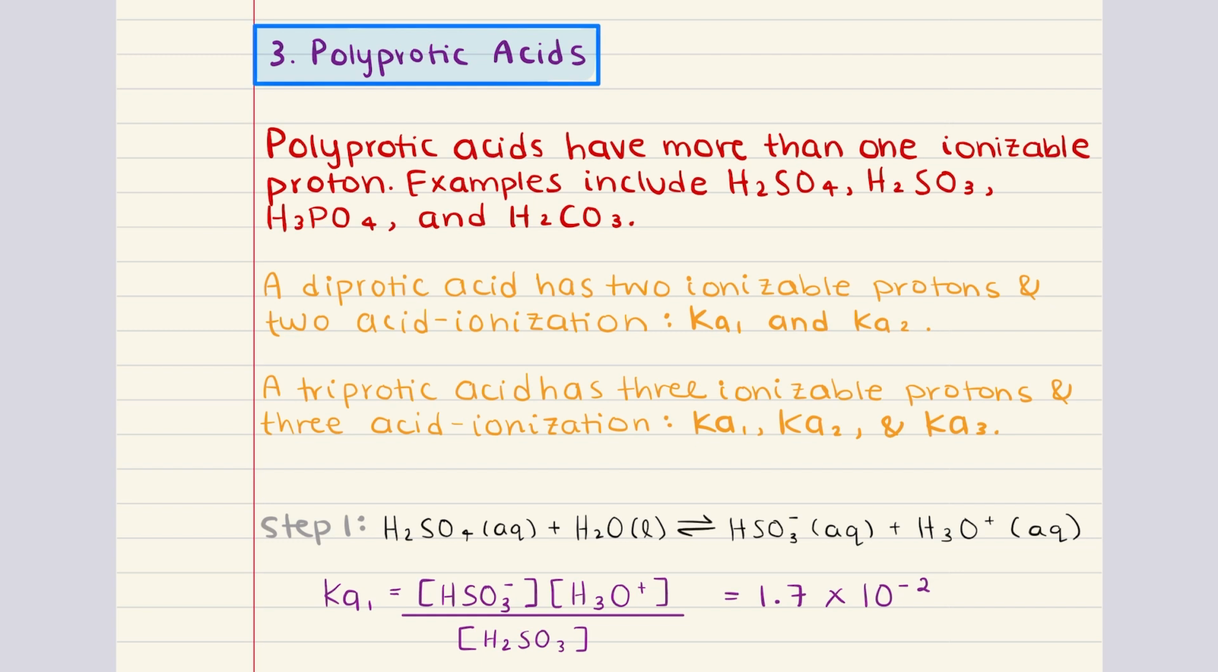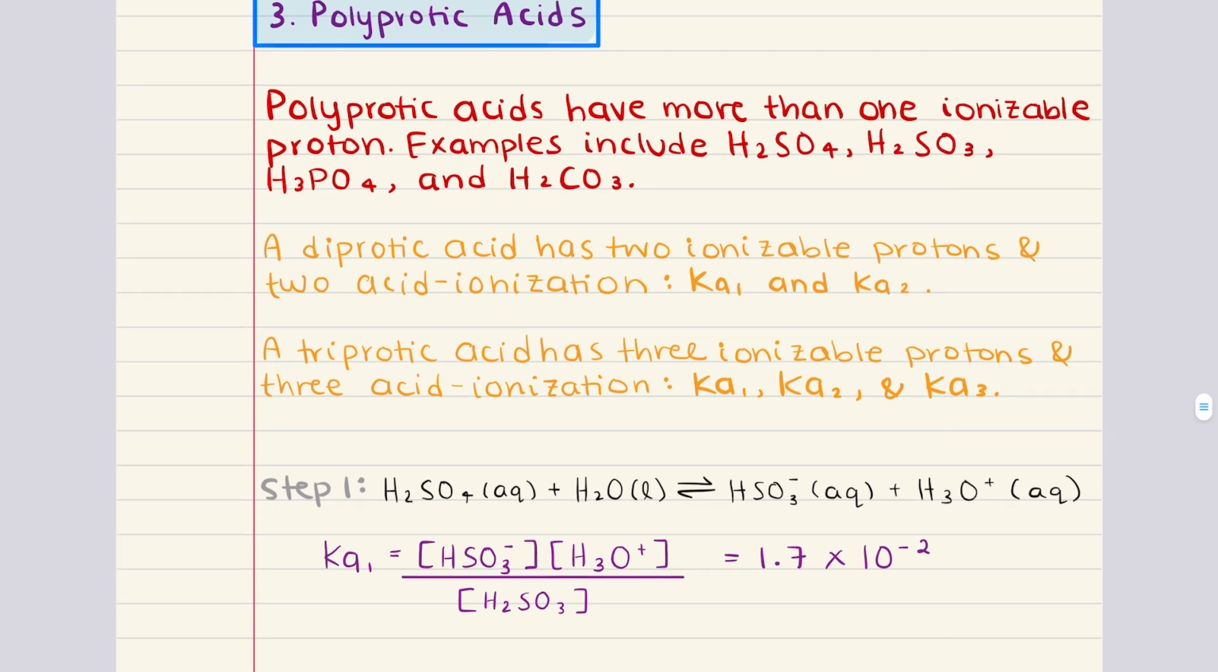Polyprotic acids are acids that have more than one ionizable proton, meaning they can donate more than one hydrogen ion. Some common examples include sulfuric acid, phosphoric acid, and carbonic acid. And actually, in this chapter, we're specifically going to talk about diprotic acids and triprotic acids.